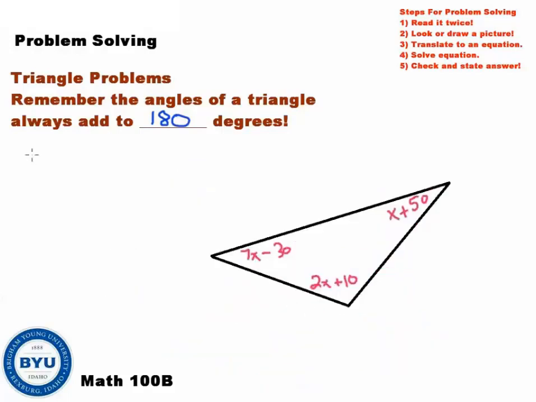Okay, so it's time for you to try one here. I've written out a new triangle. This angle here is 7x minus 30. This one is x plus 50. And this one is 2x plus 10.